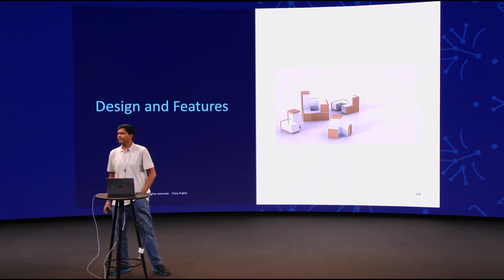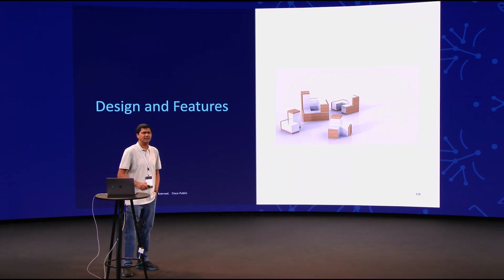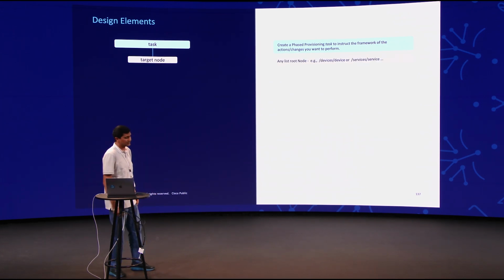Let's get into the design and features. Mainly, as part of the design, I want to cover the main design elements we have in the Yang model. The first one is the task. A task is how you instruct the framework on where and what to act on, like where should it find and what to do, right? So the where is what the target node is about.